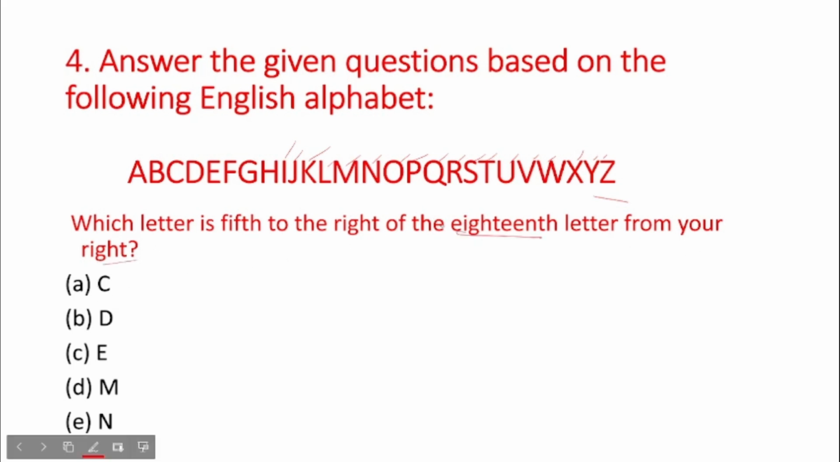So from there we need to find the letter which is fifth to the right of the 18th letter. That means I is the 18th letter, and we need to find the letter which is fifth to the right of I. So again, 1, 2, 3, 4, 5. So N is fifth to the right of the 18th letter, which is I, from the right side of the given alphabet series. So the answer would be N, E.